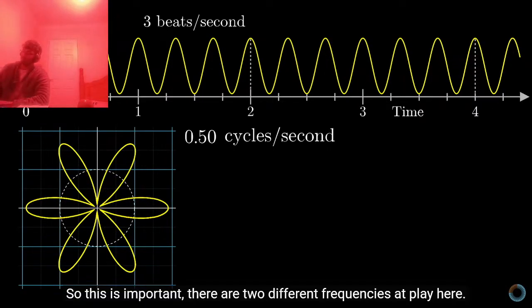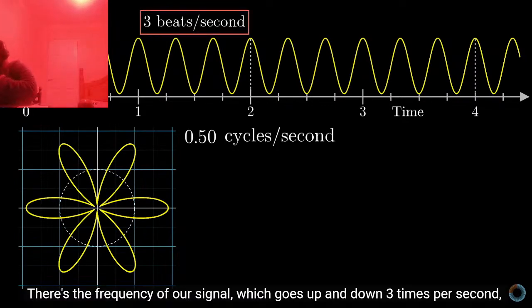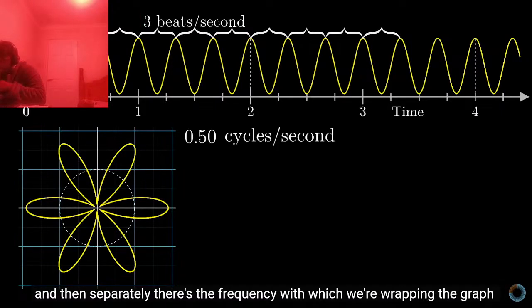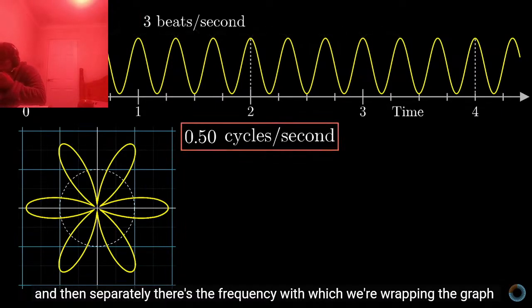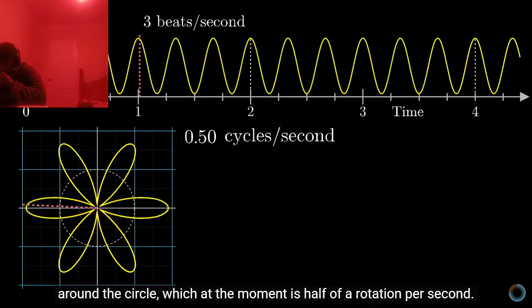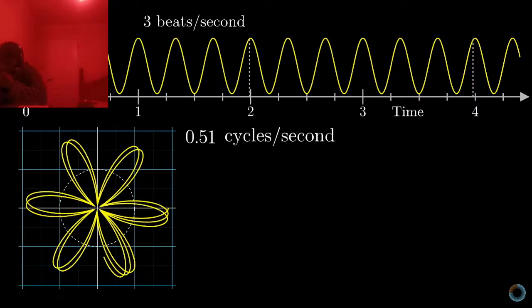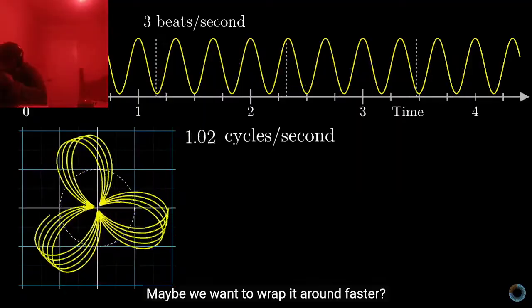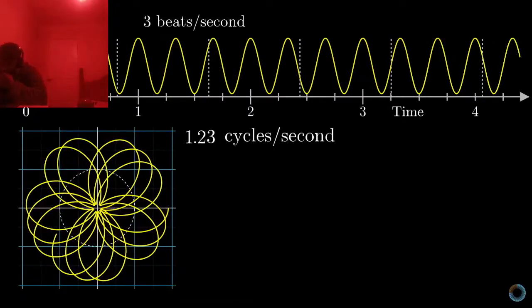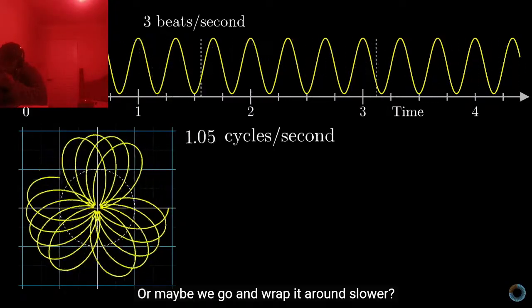So this is important. There are 2 different frequencies at play here. There's the frequency of our signal, which goes up and down 3 times per second. And then, separately, there's the frequency with which we're wrapping the graph around the circle, which at the moment is half of a rotation per second. But we can adjust that second frequency however we want. Maybe we want to wrap it around faster, or maybe we go and wrap it around slower.